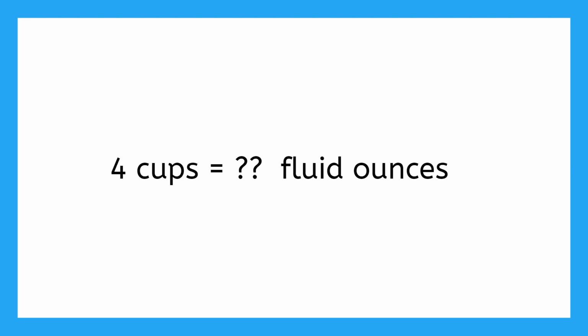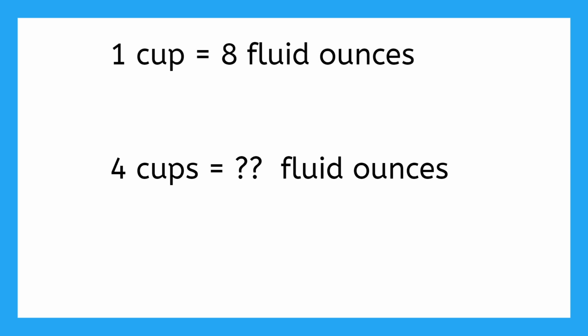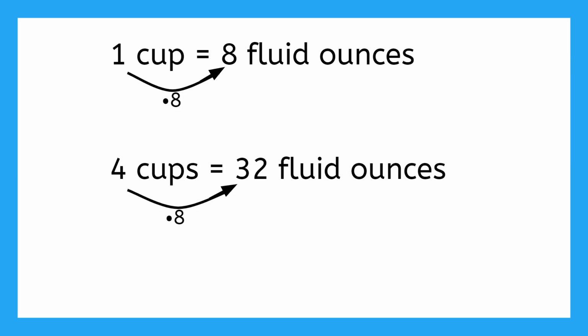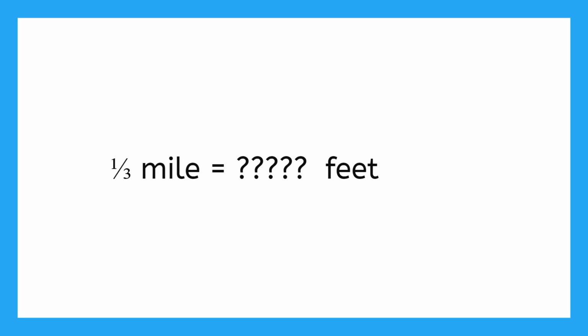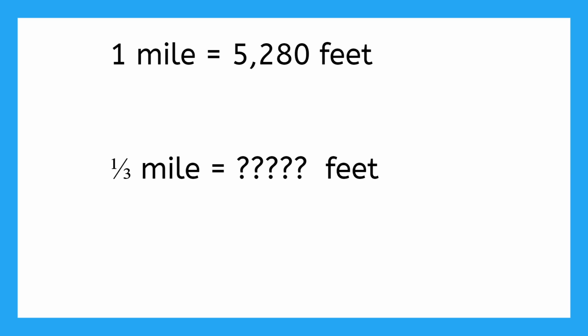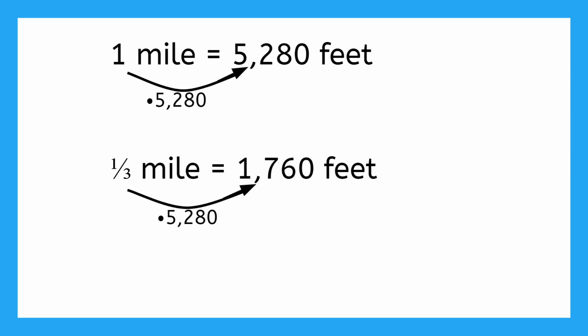4 cups would be how many fluid ounces? Well, we know that 1 cup is the same as 8 fluid ounces, so to go from cups to fluid ounces, we multiply by 8. 4 cups is the same as 32 fluid ounces. How many feet would 1/3 of a mile be? Well, 1 mile is 5,280 feet, so to go from miles to feet, we multiply by 5,280. 1/3 times 5,280 is 1,760. So the answer is 1,760 feet.